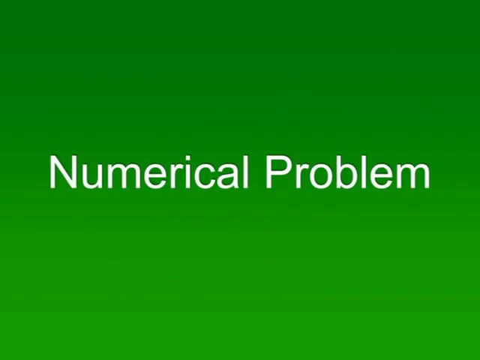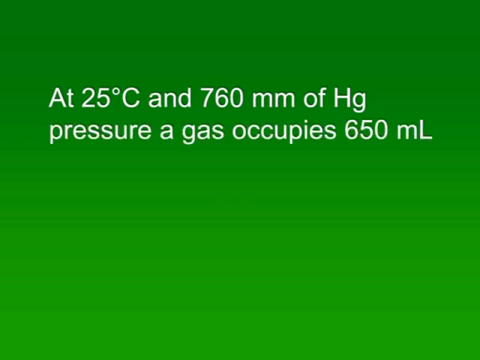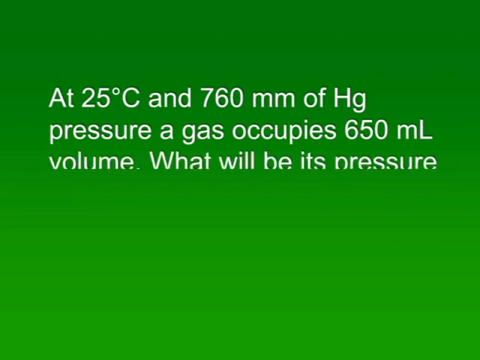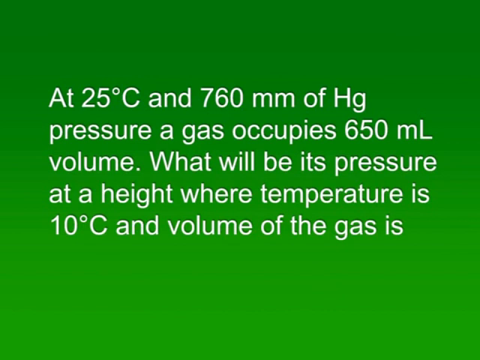Let us now solve a problem. At 25 degrees Celsius and 760 millimeter of mercury pressure, a gas occupies 650 milliliter volume. What will be its pressure at a height where temperature is 10 degrees Celsius and volume of the gas is 680 milliliters? And now let us discuss about the solution.